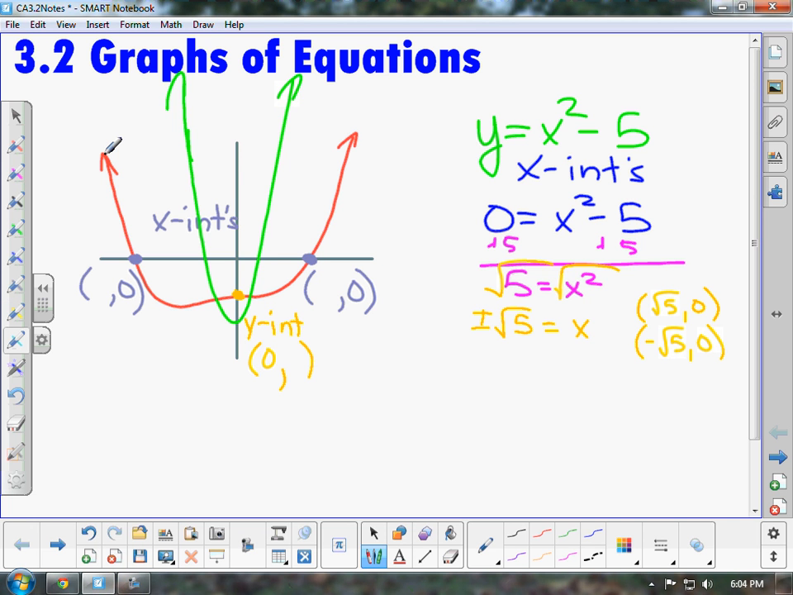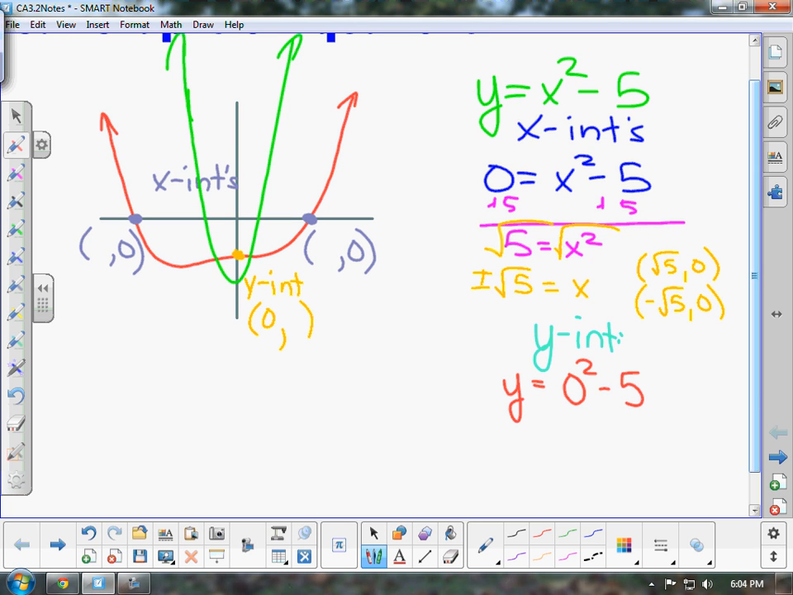If you were wanting to find the y-intercept, you would do the same thing, except in this case, you would substitute a 0 in for the x value. So you would get y equals 0 squared minus 5. Solving that for y, 0 squared is 0, minus 5 is a negative 5 for an answer. And it'll ask you to do that on occasion.